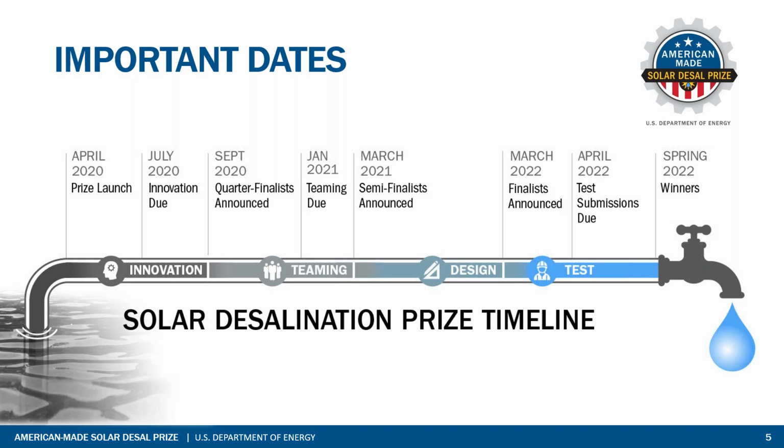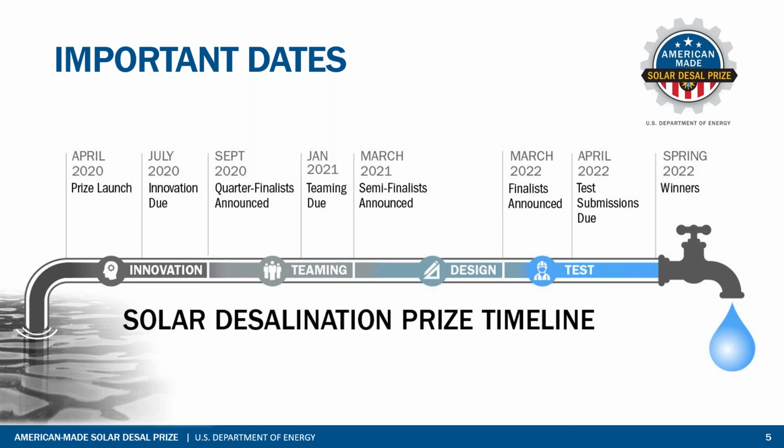Submissions will be due for the teaming contest in January, and the winners of the teaming contest will be announced in March. The next 2 phases of the contest, design and test, give competitors several years to complete their work. Submissions for design will be taken on a rolling basis. In other words, you'll submit your design when it's ready, but the first design contest will end in March 2022. Okay? Remember, in order to compete in any of these contests, you must first win the innovation contest.